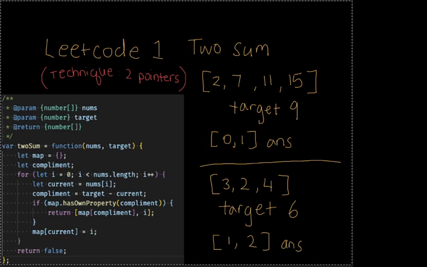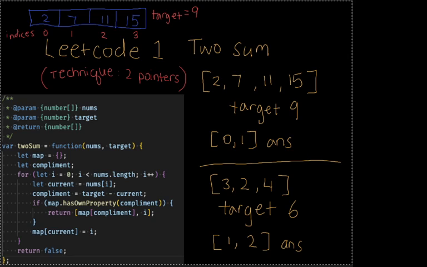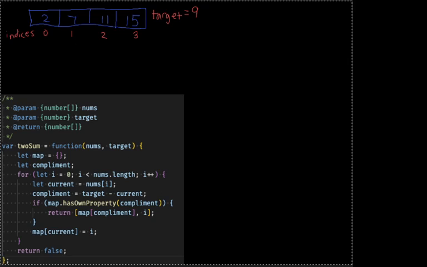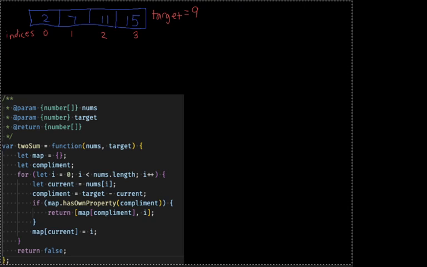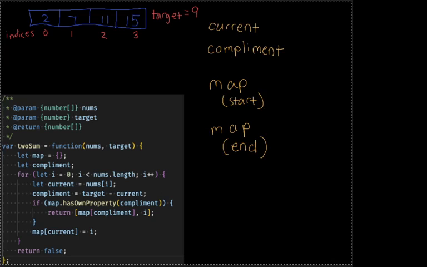First, let's take a look at our array, where I've indicated the array, the target, and the indices for which we want to talk about. And for each iteration through the for loop, we want to look at the variables that we care about and the start and end state of our map.